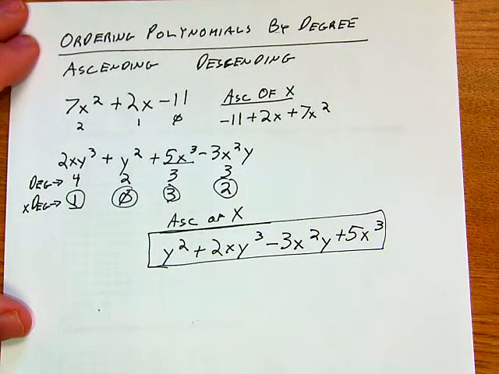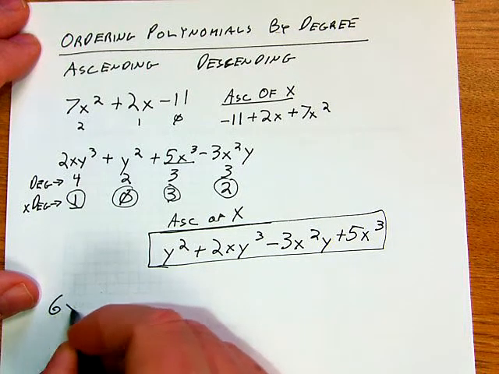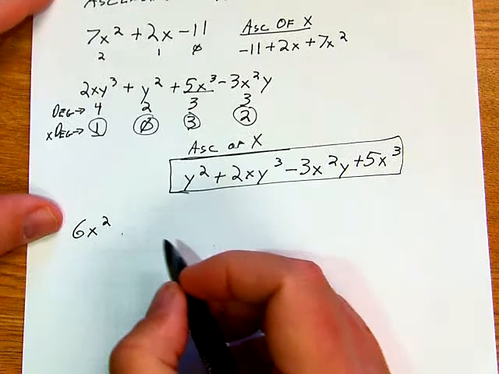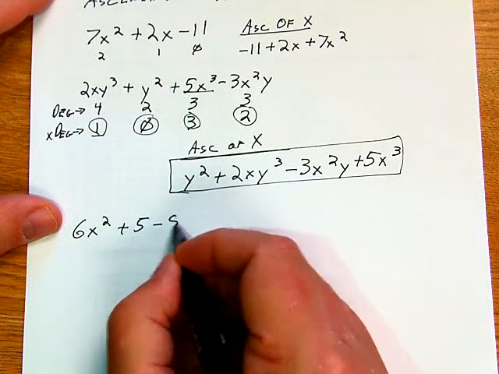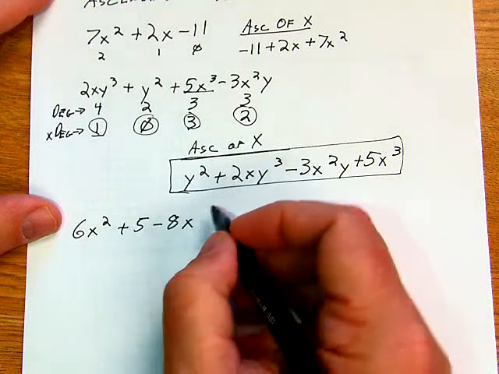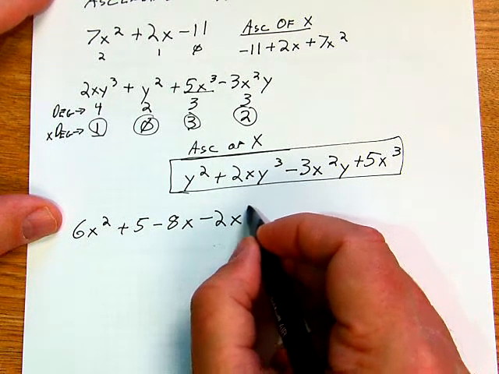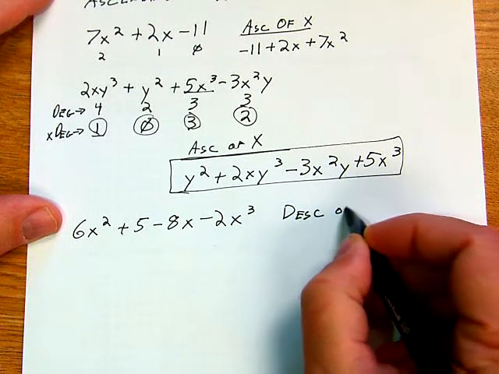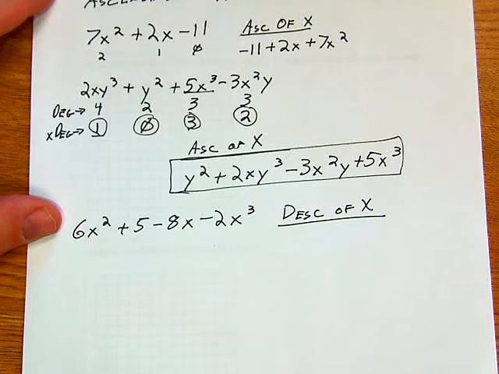All right. Now let's do a couple descending orders. Let's say we're given the term 6x squared plus 5 minus 8x minus 2x cubed. And we want to do the descending order of x. The descending degree order of x.